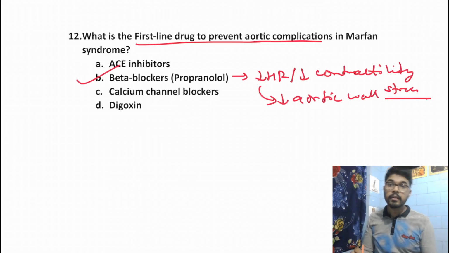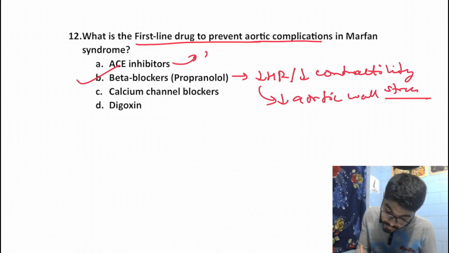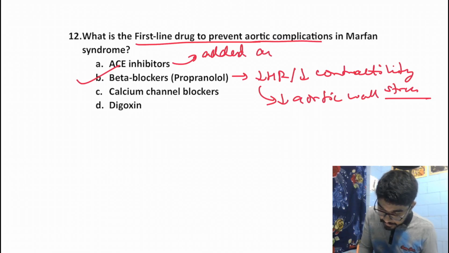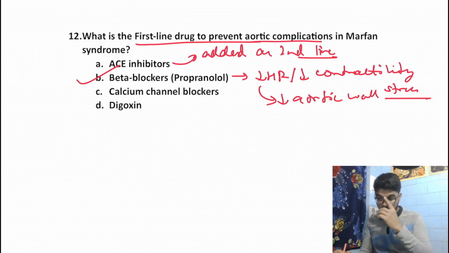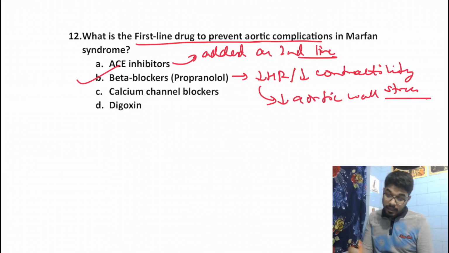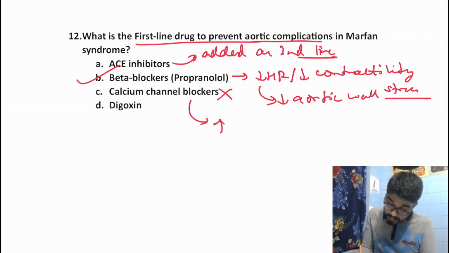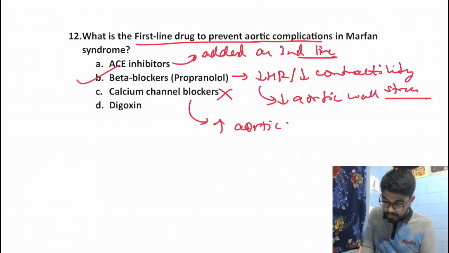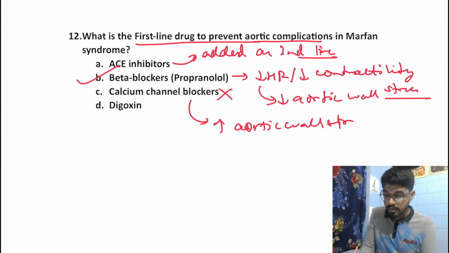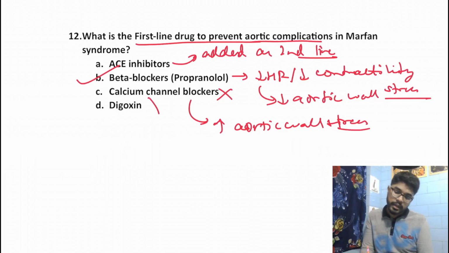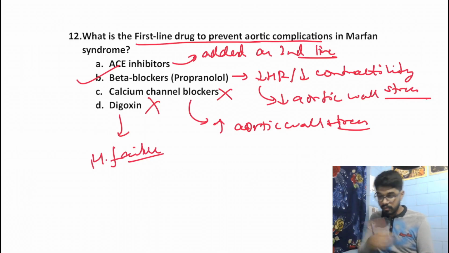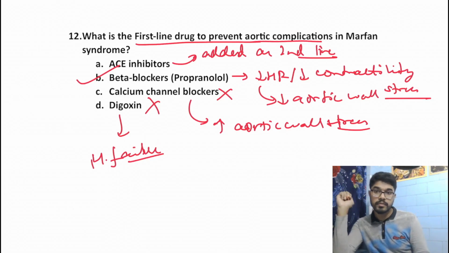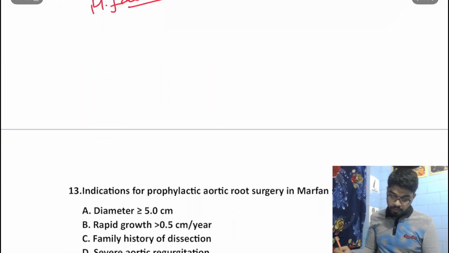Now, ACE inhibitors might be used, but ACE inhibitors are always added as second line agents. When beta blockers or propranolol are not enough to prevent complications, then we will be adding ACE inhibitors, not as a first line agent. Calcium channel blockers are contraindicated because they can increase your aortic wall stress. So they are not used. Again, digoxin is also not used because digoxin is used in heart failure. It has no role in preventing aortic complications in Marfan syndrome. Okay. Moving on to the next question.